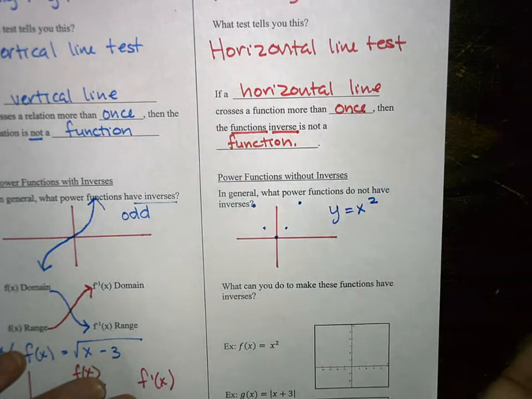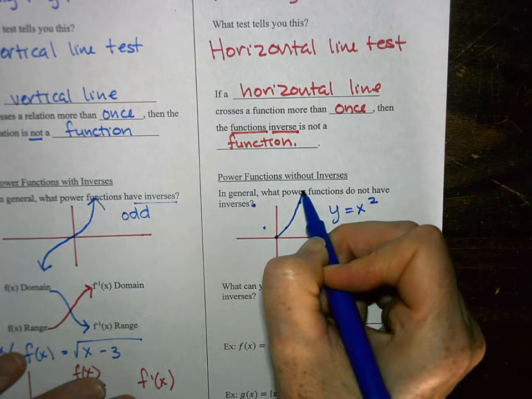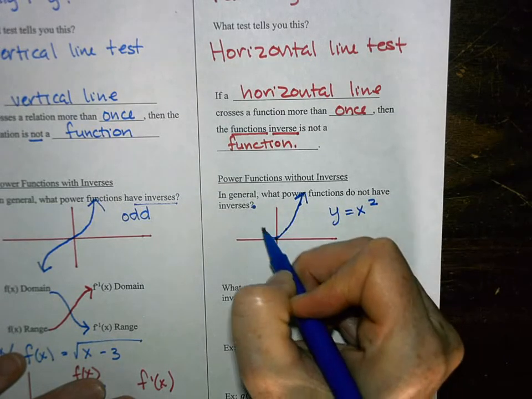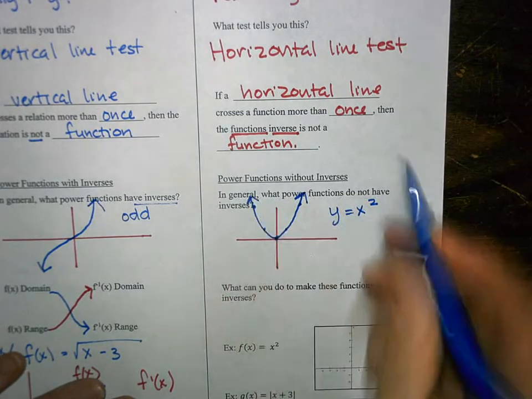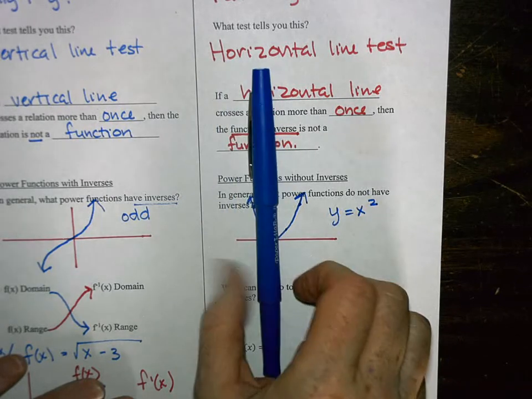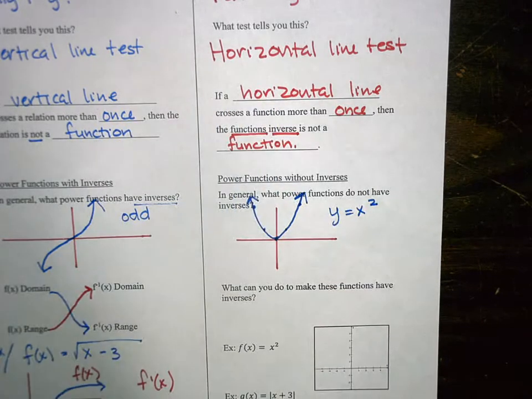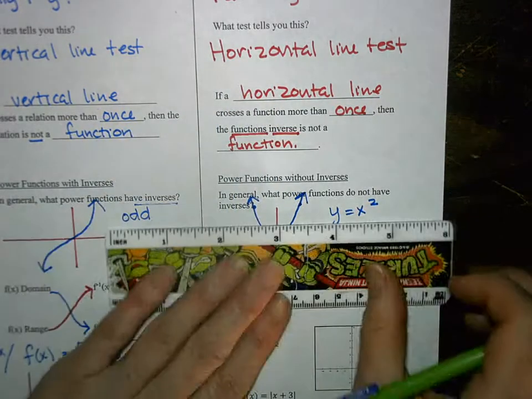It has an even power. Let's look at it. Itself, it is a function, right? Because it passes the vertical line test. But what about the horizontal line test?